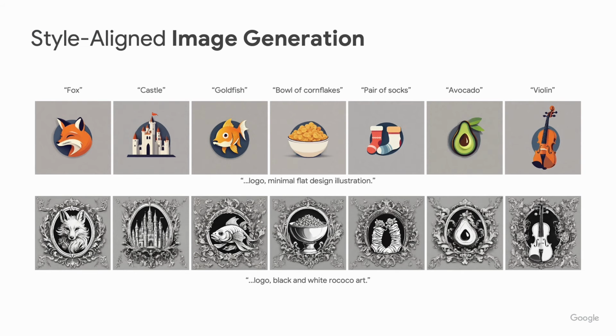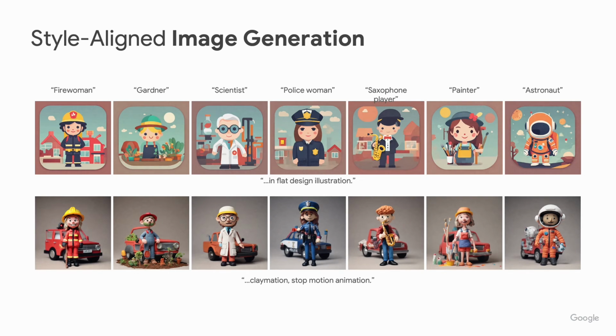Generating images in the same style is an important ability in different creative tasks. For example, given a desired content description like fox, castle, and so on, with a style description like minimal flat design illustration, or black and white rococo art, we can generate a set of style-aligned icons. Or we can create a design for style-aligned characters.